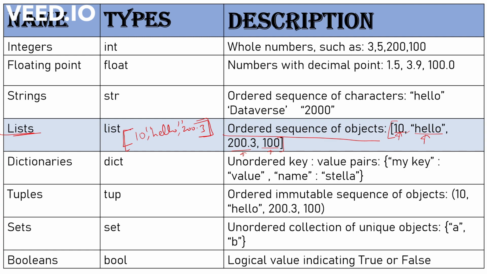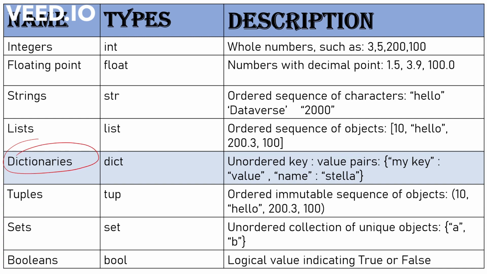And then we have dictionaries. Dictionaries are another data structure that can store other data types, except in this case, instead of having an ordered sequence, they have unordered key value pairs. A Python dictionary consists of a key and then an associated value. That value can be almost any Python object.